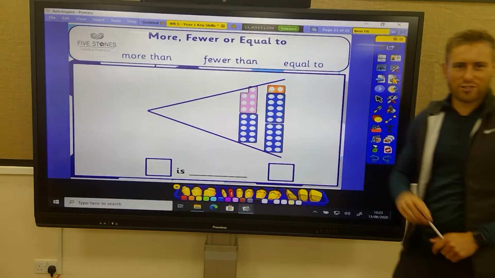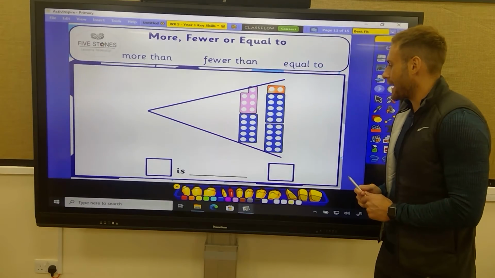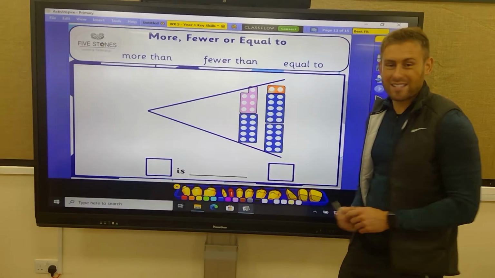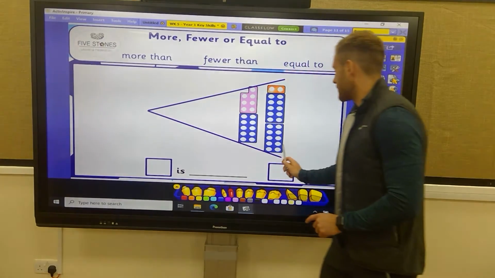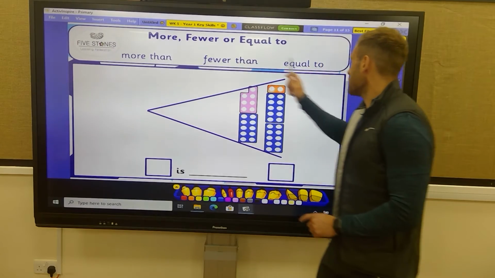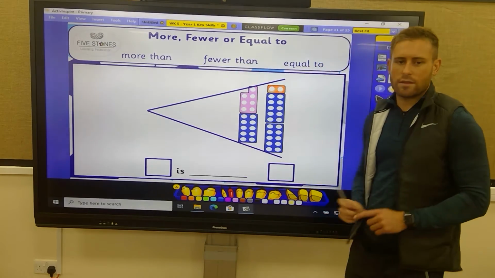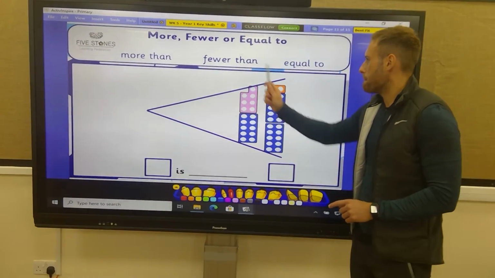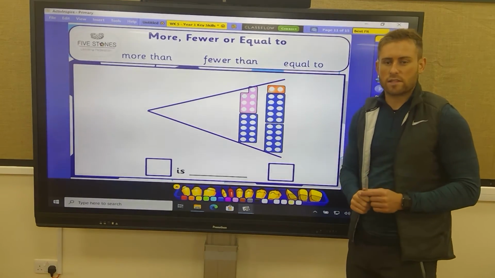So I'd like you to do this one yourself, because I know we've done this activity before. I would like you to figure out what this number is, and the same with what this number is. And then figure out whether this number is more than, fewer than, or equal to this number. Okay, so is it more than, fewer than, or equal to? Pause the video and give this a go.